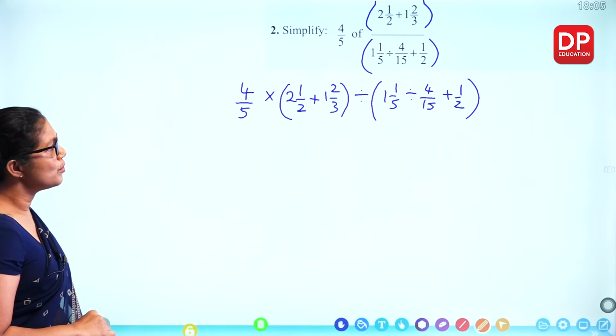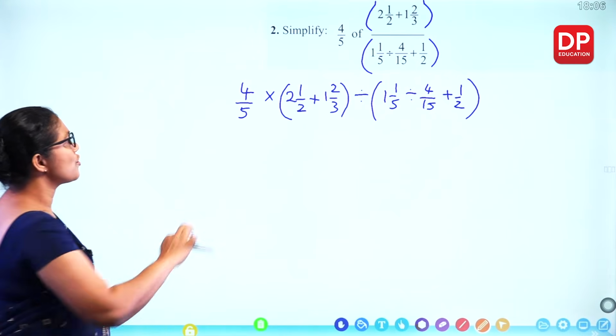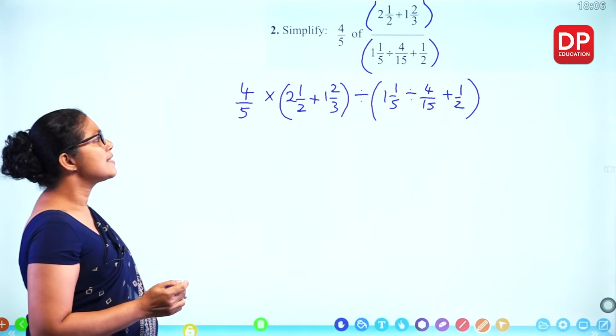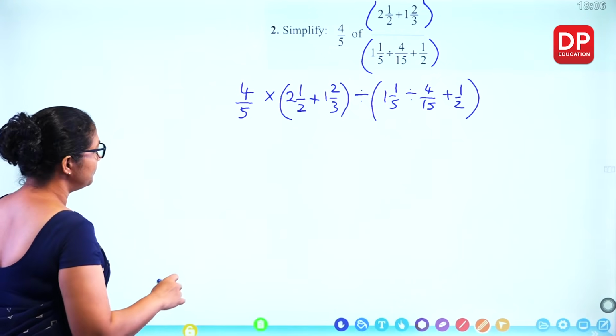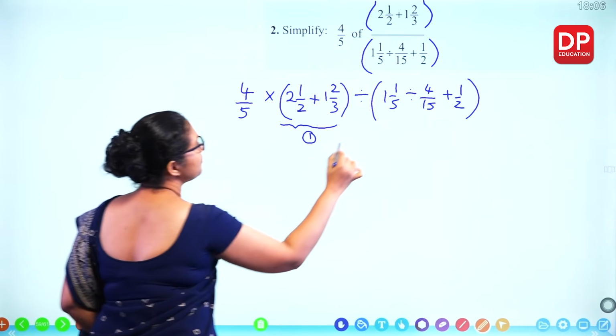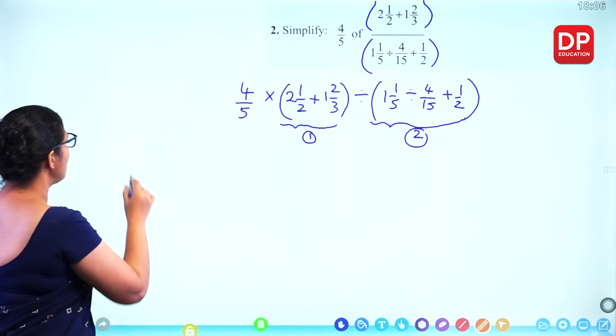Now what can I do? According to BODMAS, brackets first. So when you start from the left, we see 2 brackets. So you need to first simplify the 2 brackets. So I'll do it separately. We'll take the first bracket and we'll take this as the second bracket. So we'll do the first bracket now.